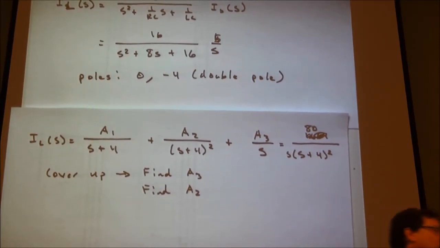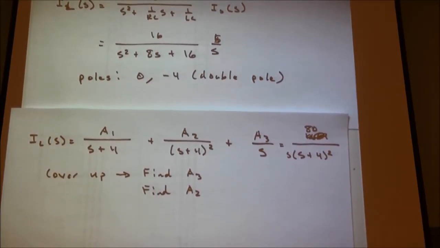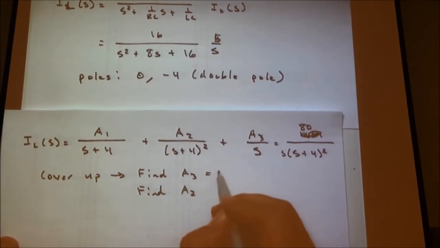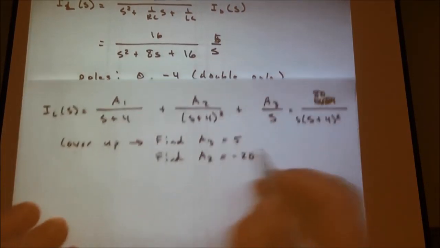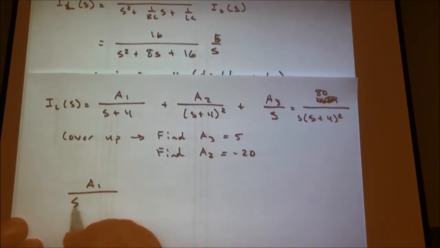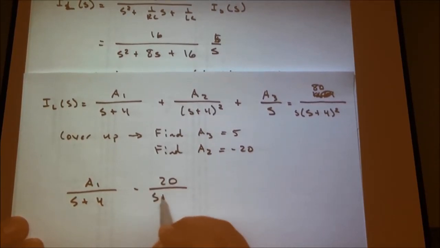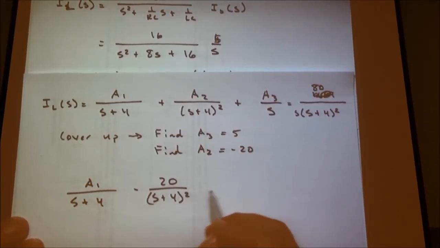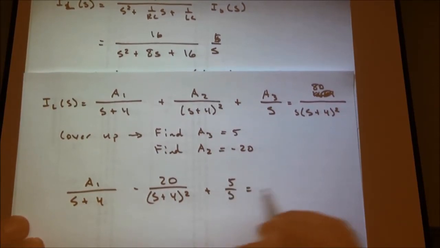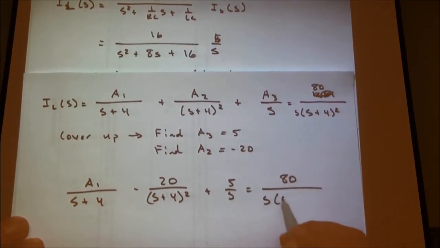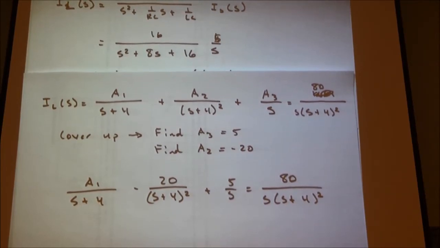Essentially, you have one equation and one unknown. It turns out in this case, A3 is 5 and A2 is minus 20, so essentially we have A1 over S plus 4 minus 20 over S plus 4 squared plus 5 over S equals 80 over S plus 4 squared. How do we find A1? Well, there's the down and dirty easy way. Plug in a number for S and find A1. It's got to satisfy that equation.